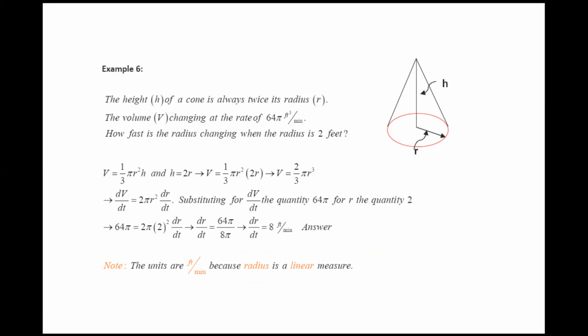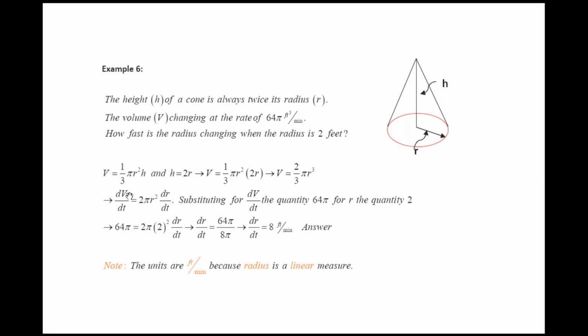We have the height of a cone is always twice its radius. That's what we're given. The volume is changing at the rate of 64 pi cubic feet per minute. How fast is the radius changing when the radius is 2 feet? So first of all, you need to know or locate the formula for the volume of a cone. And that's what you have here. The volume of a cone is 1/3 pi r squared h.